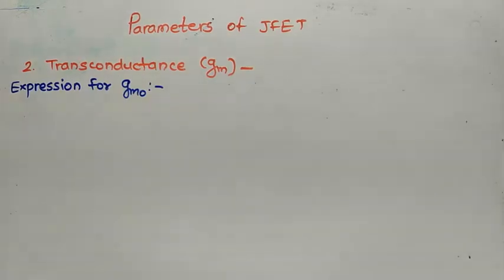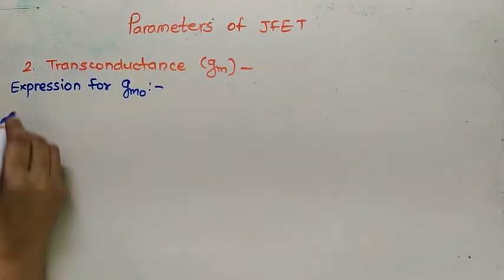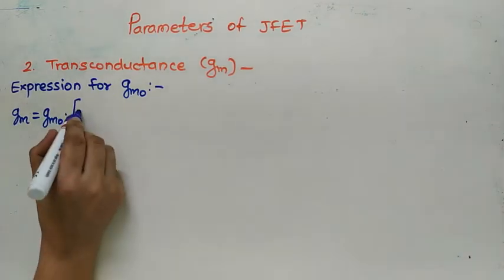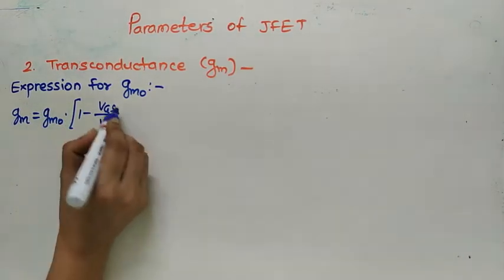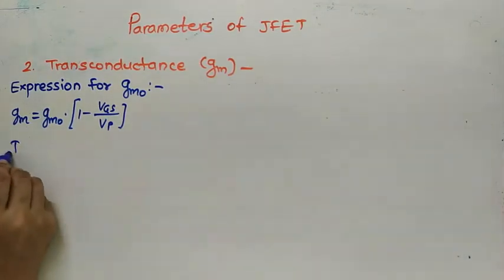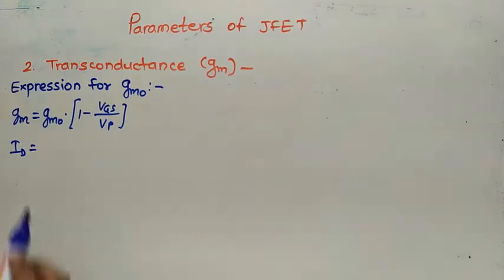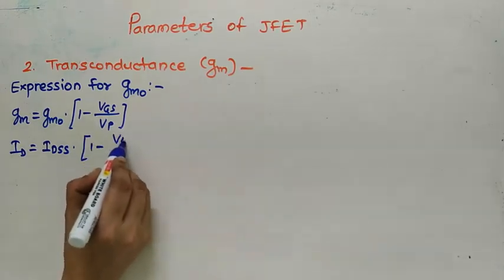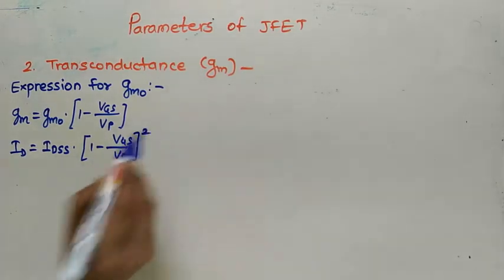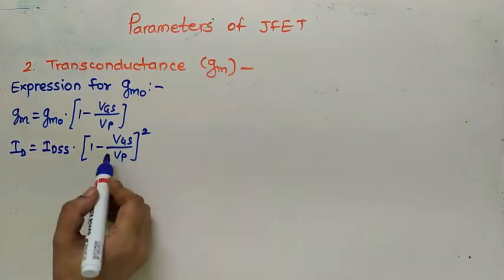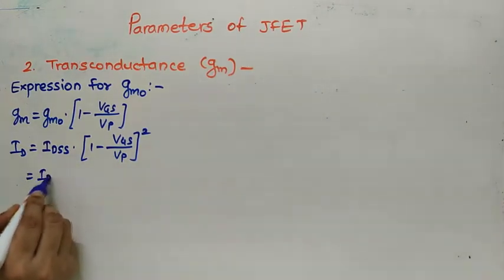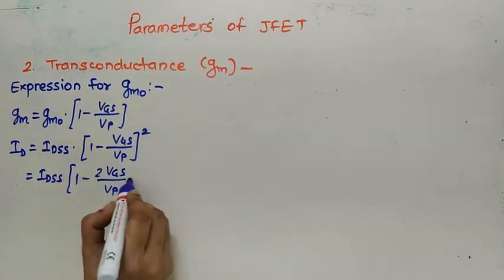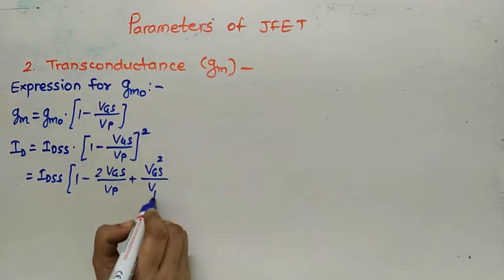Now let's see the derivation of g_m0. The value of g_m is given as g_m0 into 1 minus V_GS upon V_P, and the drain current I_D is given by Shockley's drain current equation as I_D is equal to I_DSS into the bracket 1 minus V_GS upon V_P, squared. Expanding the square of this bracket, we can write it as I_DSS into the bracket 1 minus 2 V_GS upon V_P plus V_GS squared upon V_P squared.